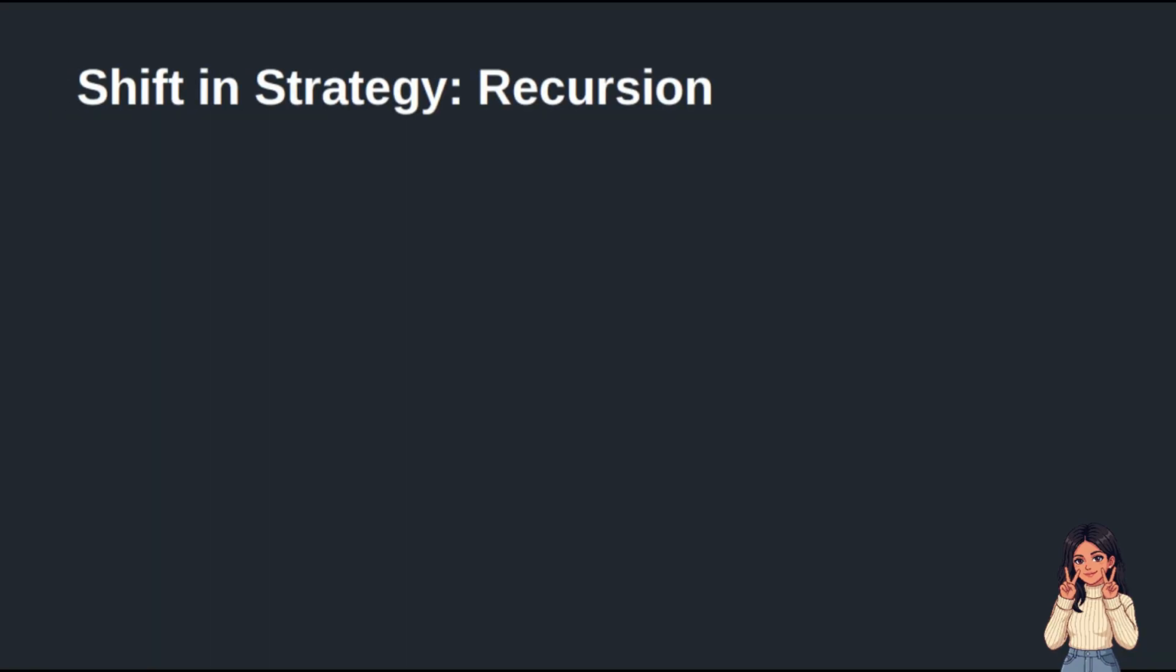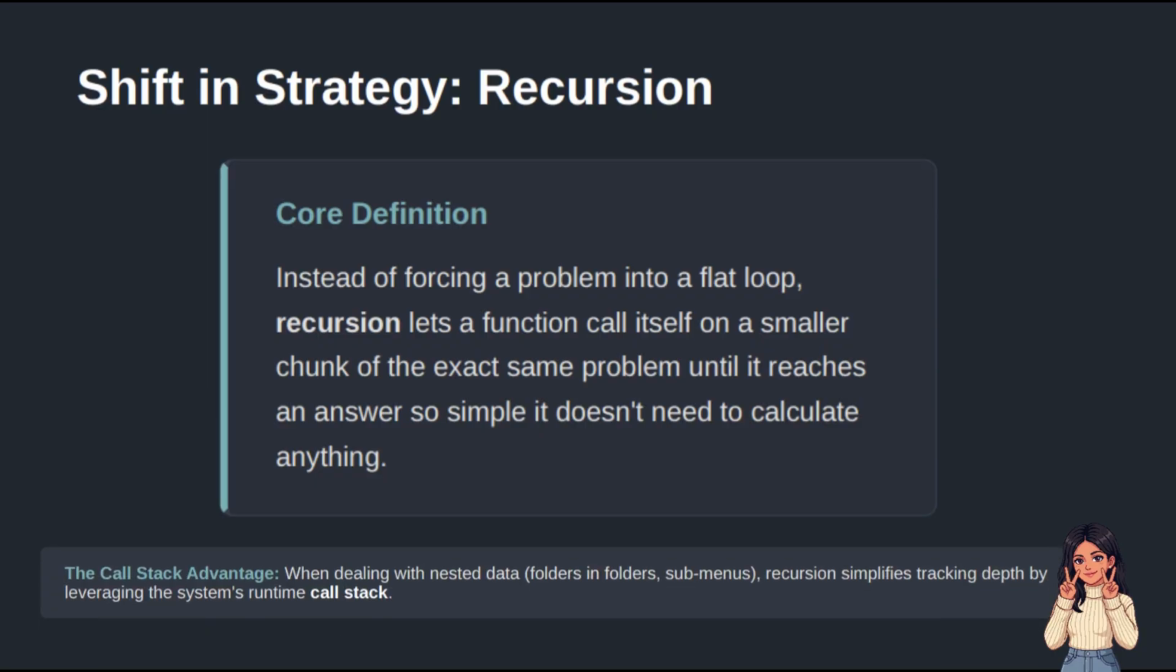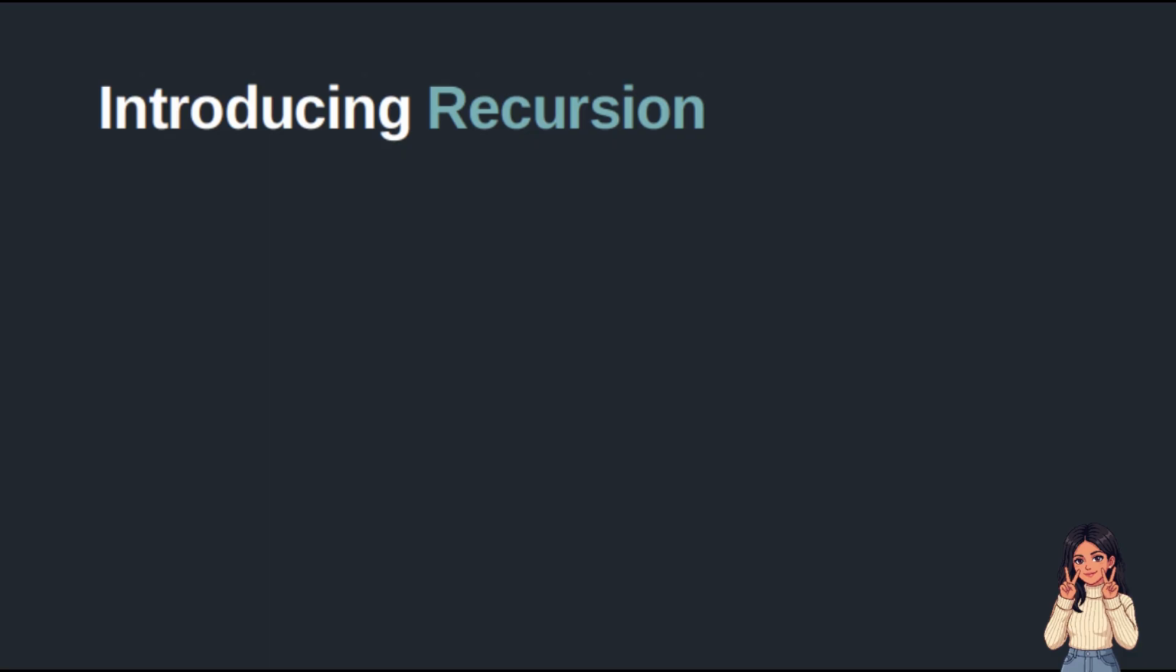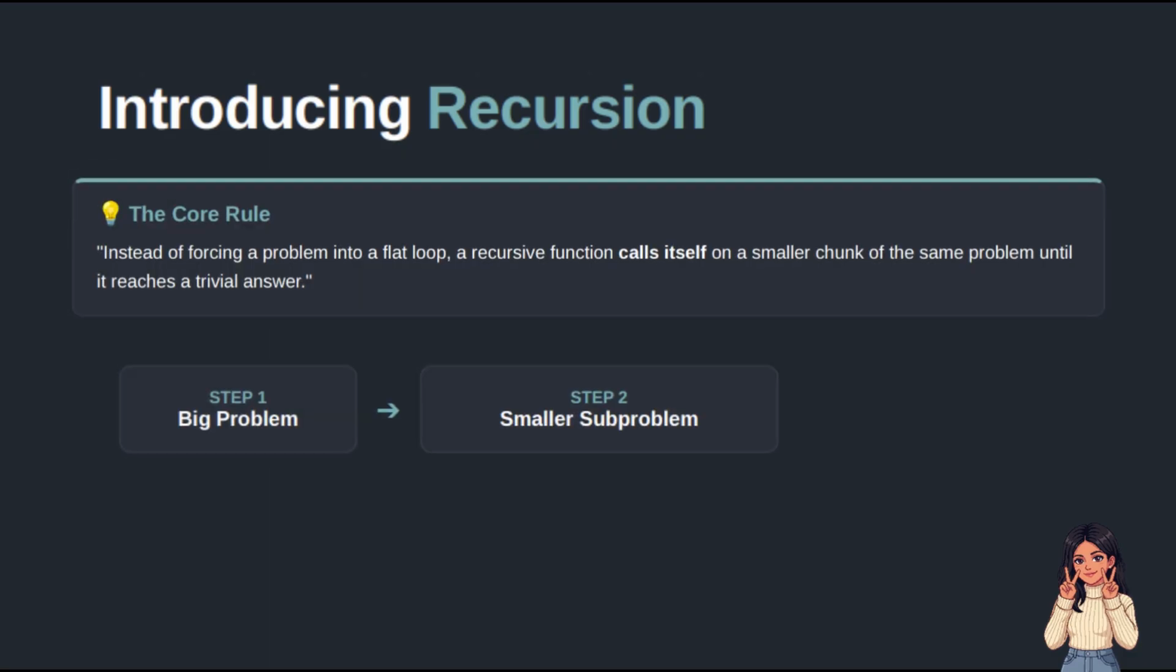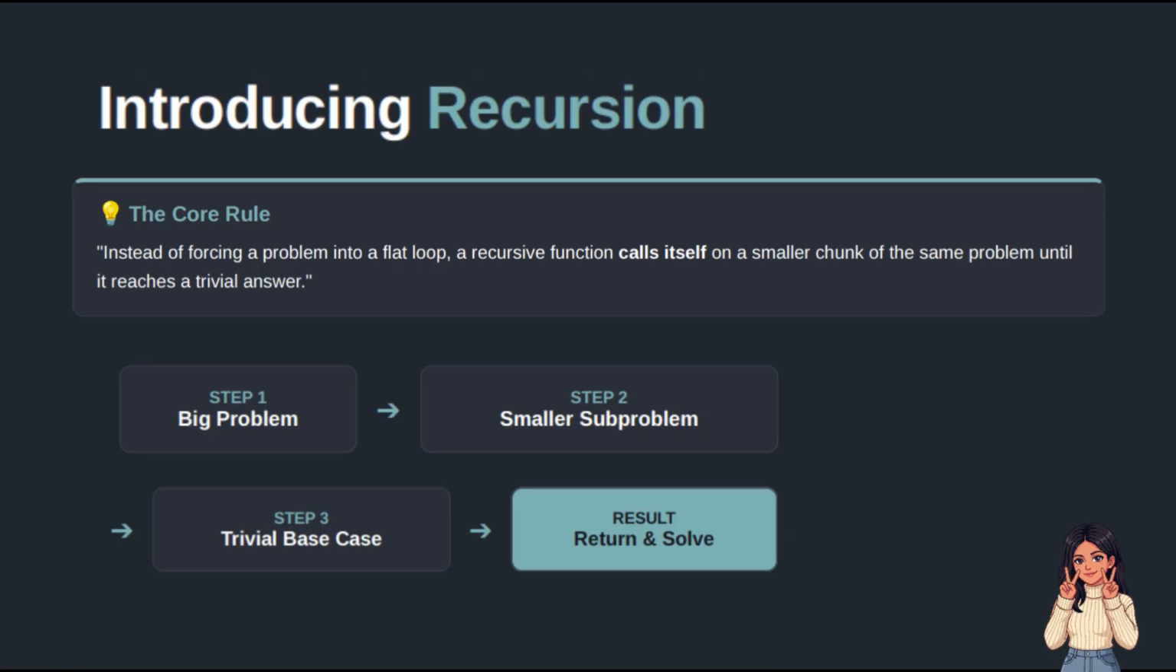Today, we are starting with recursion and DFS. Starting with recursion, instead of forcing a problem into a flat loop, recursion lets a function call itself on a smaller chunk of the exact same problem until it reaches an answer so simple, it doesn't need to calculate anything. Now, recursion gets a bad reputation for being abstract or confusing, but in real world production engineering, it's everywhere. In plain terms, recursion is when a function calls itself to solve a smaller piece of the problem until it reaches an answer it already knows.